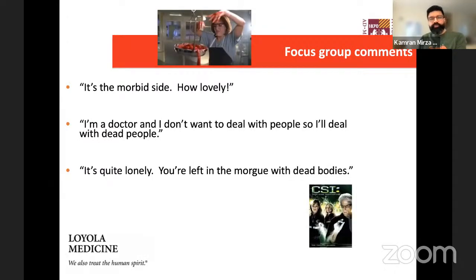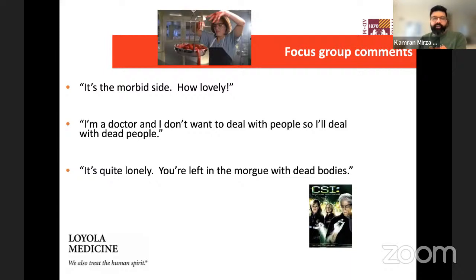And in a focus group that the UK group did, they asked the general public about what they think pathology is. And I don't know if you watched the X-Files or not, but maybe I'm dating myself, but that's Gillian Anderson playing Scully. She was a forensic pathologist in it, and shows like CSI and all of these crime scene investigation shows are basically how one thinks about pathology. And this is some of the focus group comments that they said. It's the morbid side.